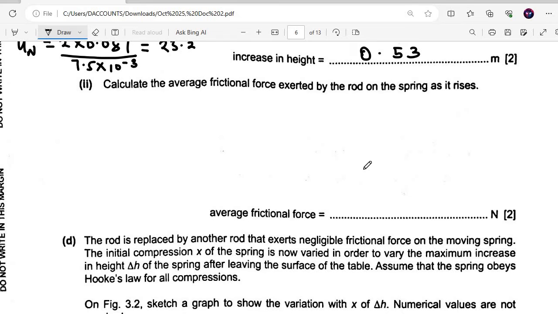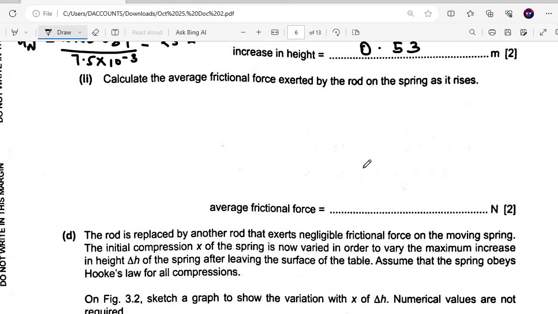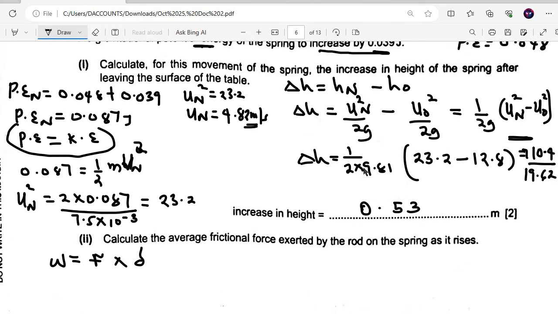Calculate the average frictional force exerted by the rod on the spring as it rises. As it rises, the frictional force is acting against the motion. As it rises, work is being done because there's a change in height. So work done is force times distance. Now, what kind of work is done? This is the work.